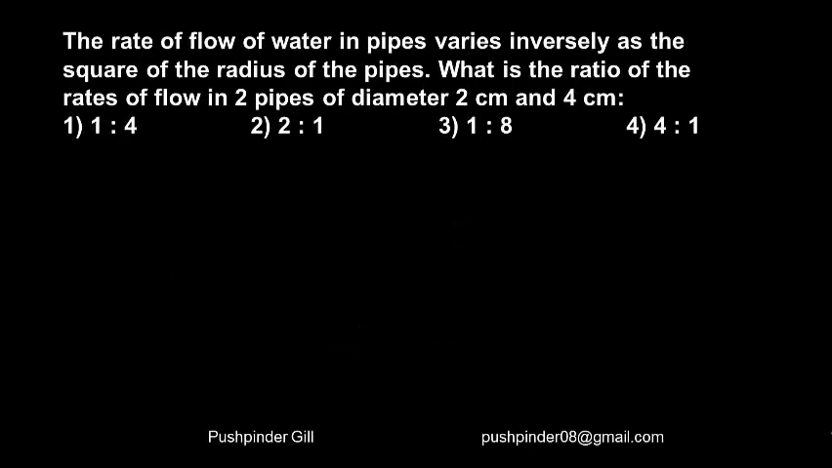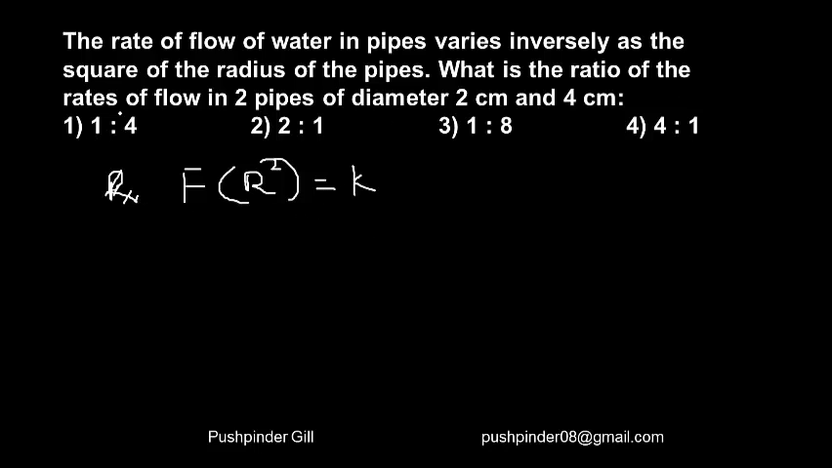Okay, the rate of flow of water in pipes varies inversely as the square of the radius of the pipe. Now, if it varies inversely, let me call the flow as F. Flow into the square of the radius is a constant, because it is inversely varying, that means the product is constant.